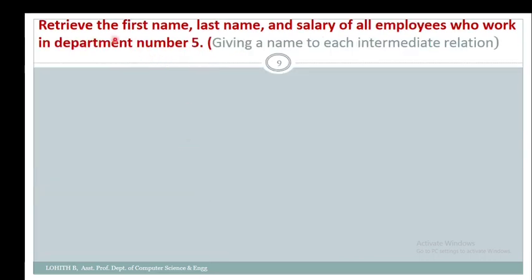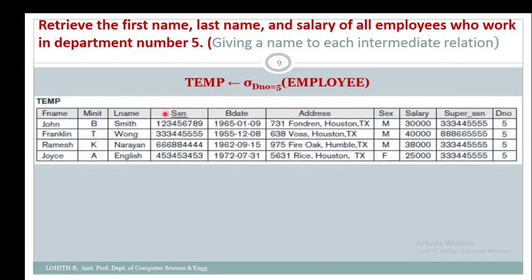Yes. One more example. Retrieve the first name, last name, and salary of all employees who work in department number 5. Yes, same problem, but with a different technique, giving a name to each intermediate relation. Yes, I can split the entire relational algebraic expression like this. You can see here, the employee table. From the employee table, I will just select those rows who belong to department number 5, and I name it as temp. So the resultant output looks like this. You can see here I named that table as temp.